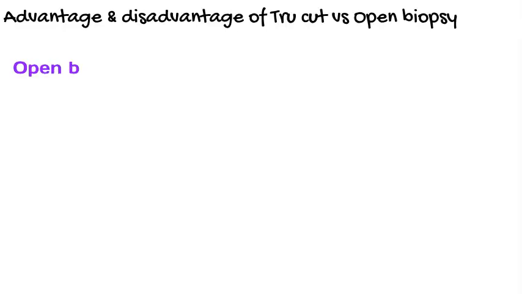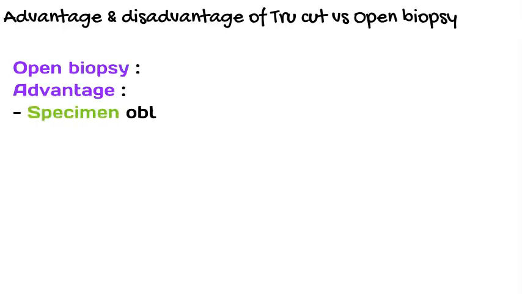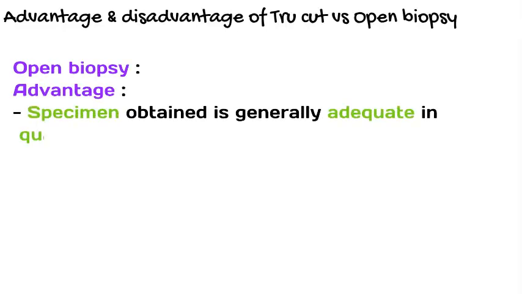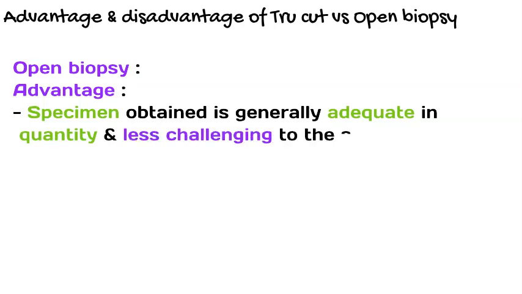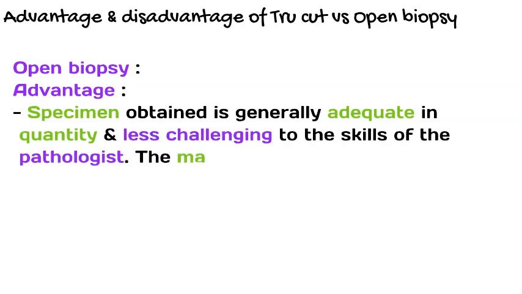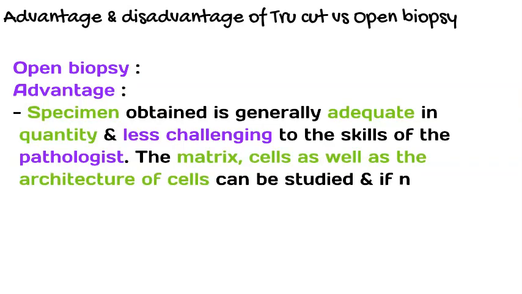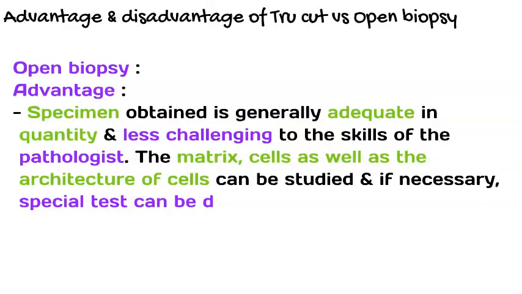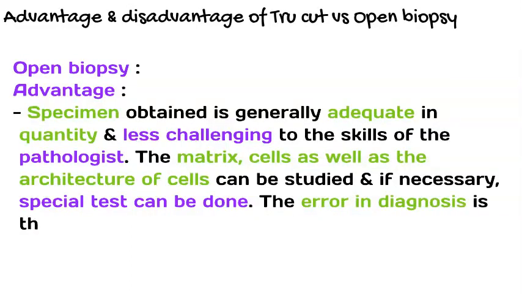For open biopsy, the advantage: the specimen obtained is generally adequate in quantity and less challenging to the skills of the pathologist. The matrix, cells, as well as the architecture of cells can be studied, and if necessary, special tests can be done. The error in diagnosis is therefore less.